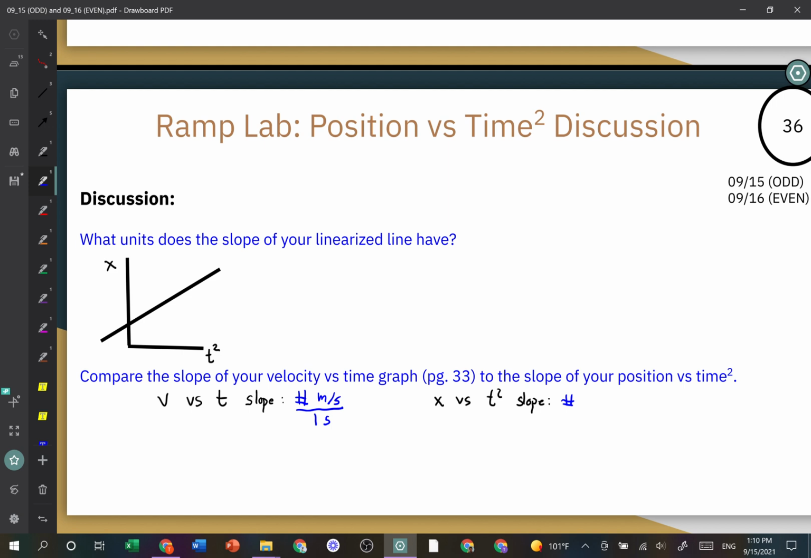Once you have finished answering these two discussion questions, then we can move on to writing the general equation for the relationship between position and the square of time. That will be on an additional video that you can find in the Google Classroom.